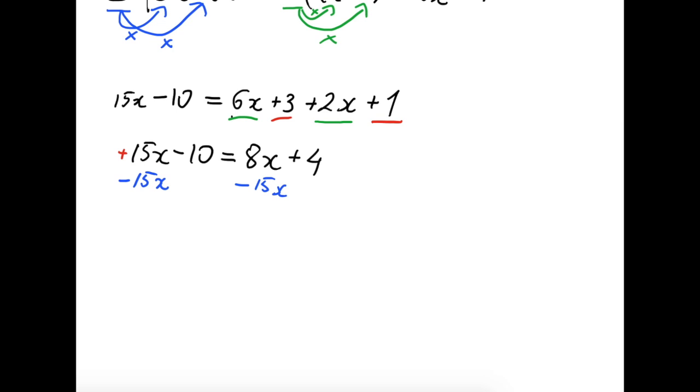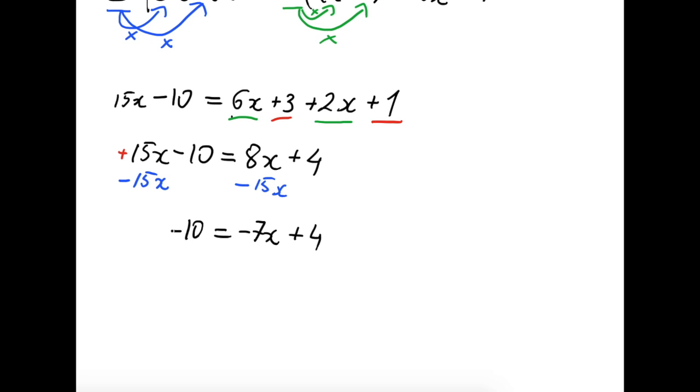So let's see what's the result if I do that. 15x minus 15x disappears, cancels out, so that's 0. I can rewrite minus 10 is equal to 8x minus 15x. 8 minus 15 is minus 7, so that's minus 7x. And obviously 4, I can just put it down again.